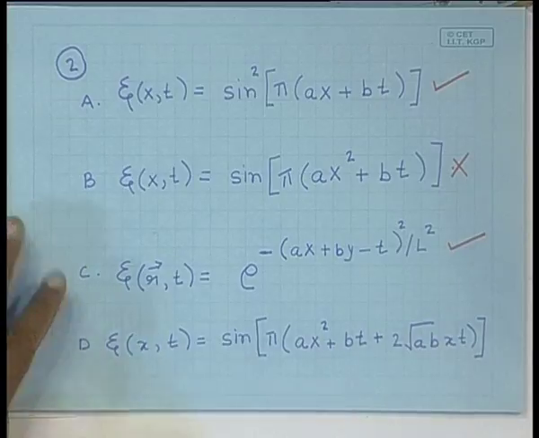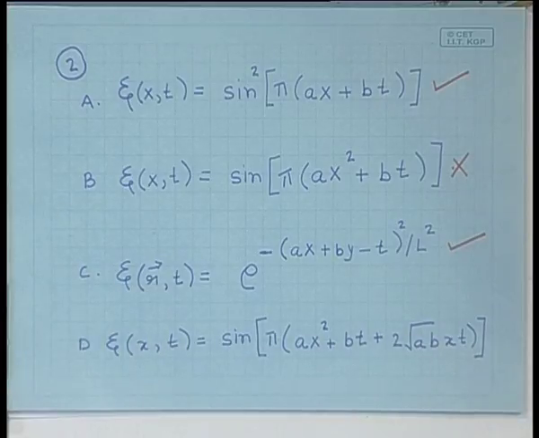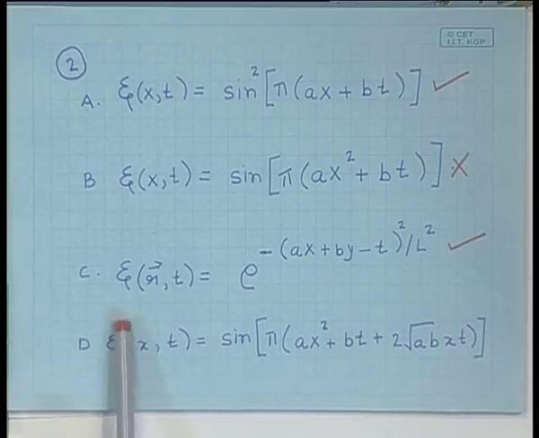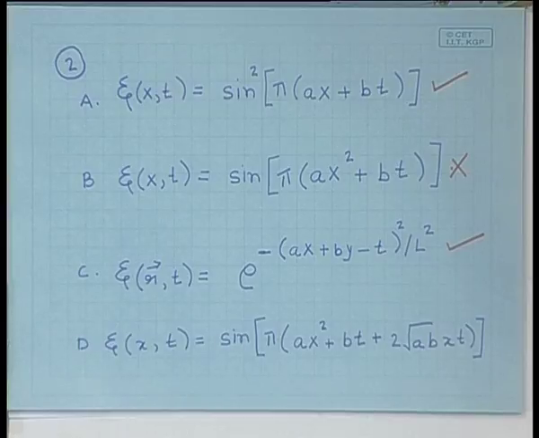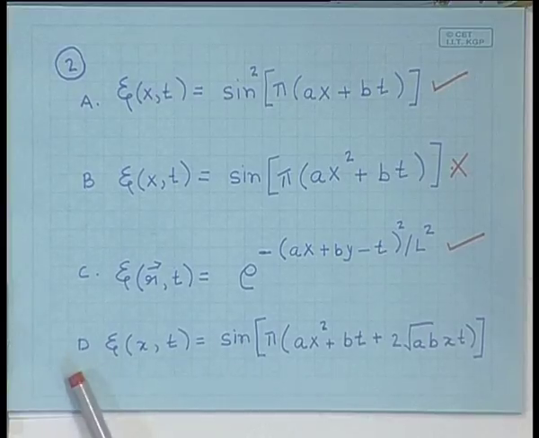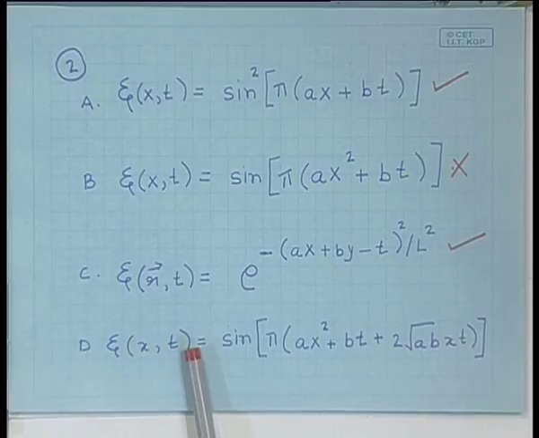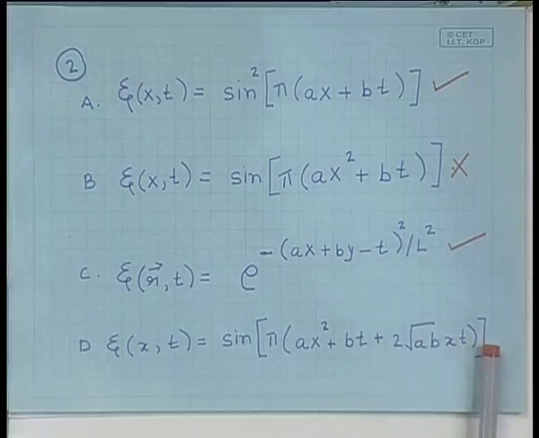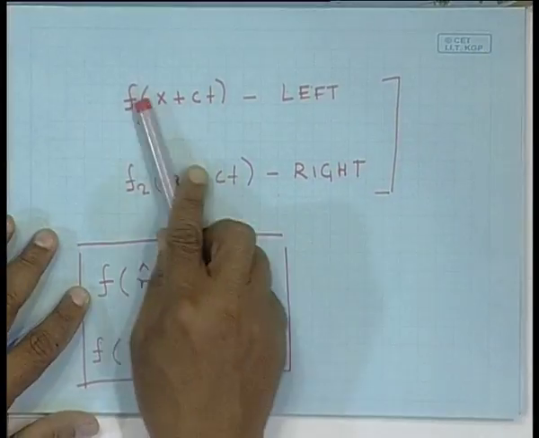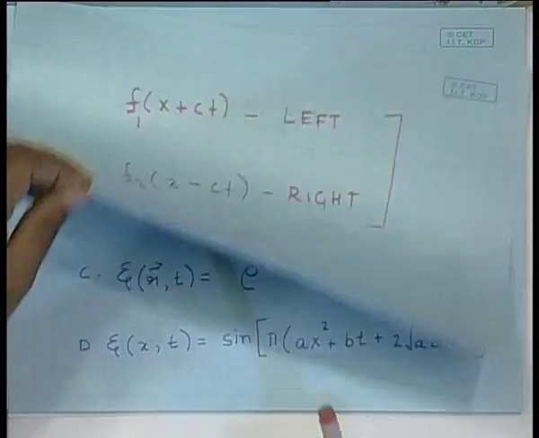Okay. Let me now take up the fourth problem. The fourth problem is again one dimensional. The displacement xi is a function of x alone, only one spatial variable x, and time, and the functional form of xi is given over here. If this functional form for xi of x, t is to represent a travelling wave, it should be either a function of x plus ct or x minus ct.